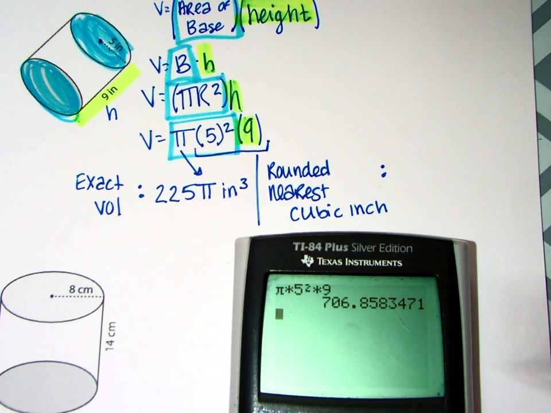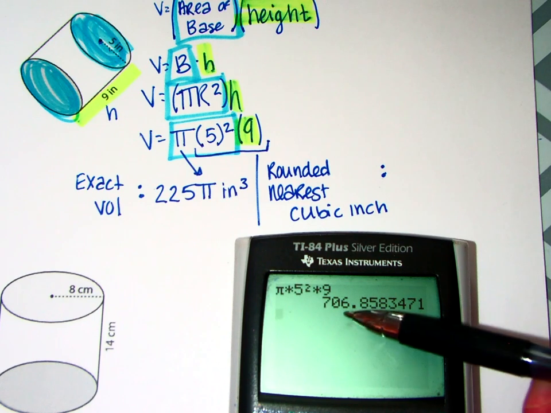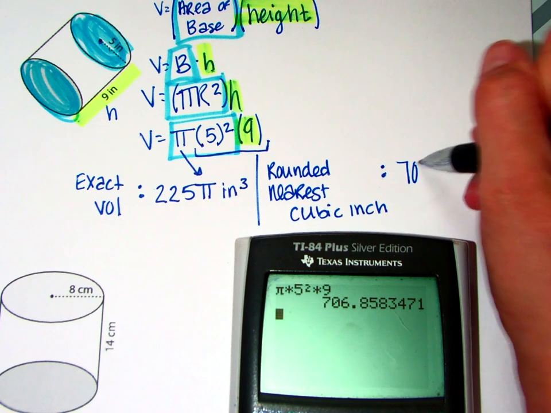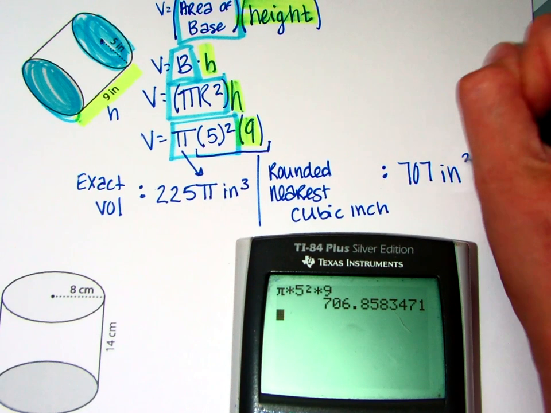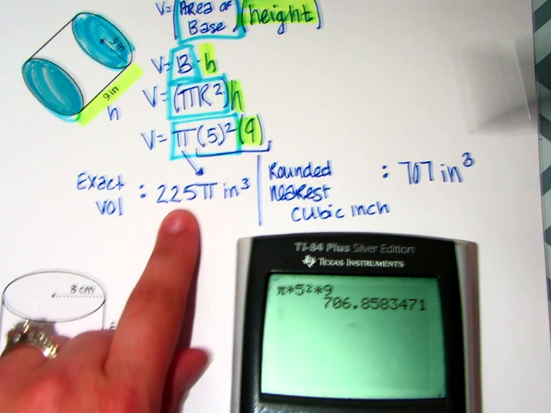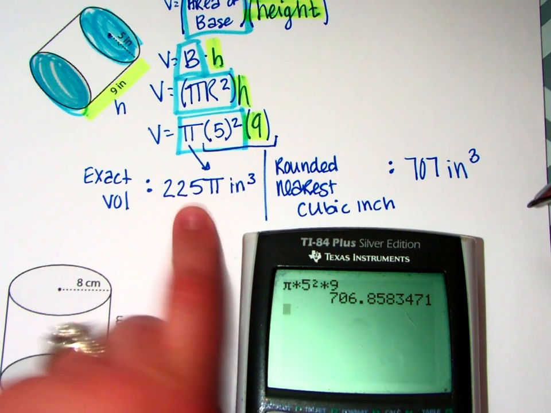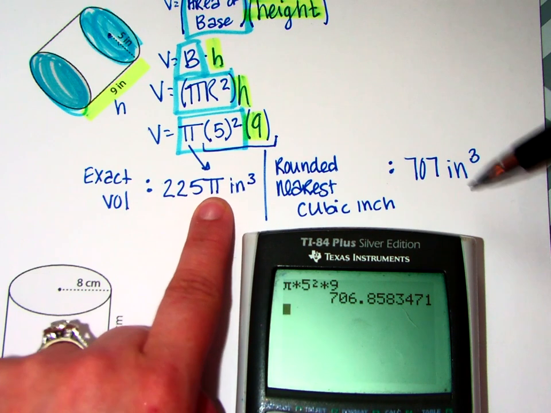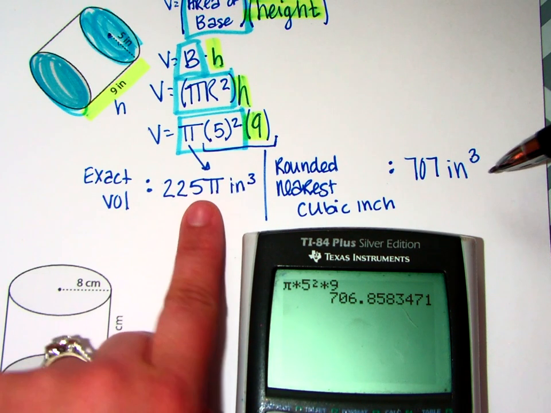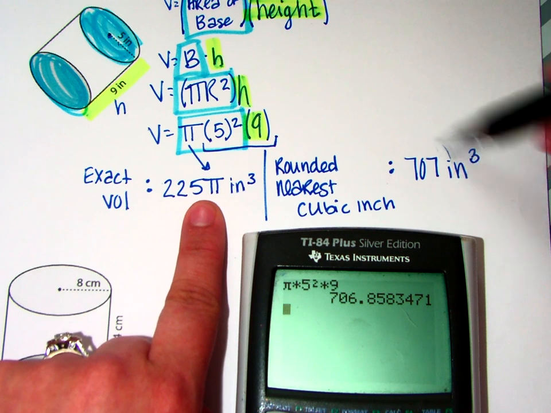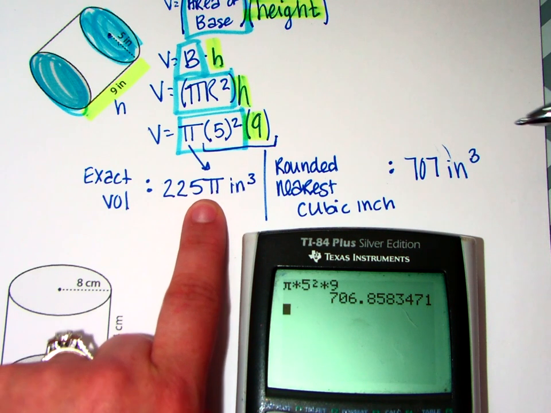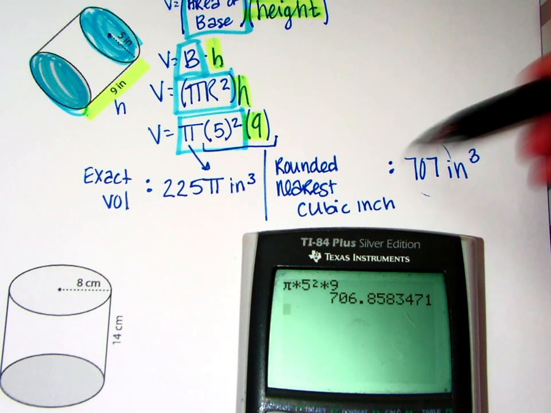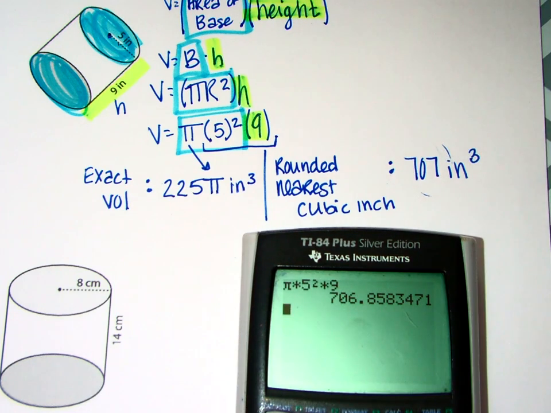And if I'm rounding to the nearest cubic inch, that would be a whole number. So 8 is 5 or higher, so that rounds this up to 707 inches cubed, which is a totally big difference than 225. So remember, when you're doing exact volume, pi needs to be in your answer. If you're rounding to the nearest whole number, you press the pi button. This number should be about 3 times larger, because pi is 3.14 blah, blah, blah.